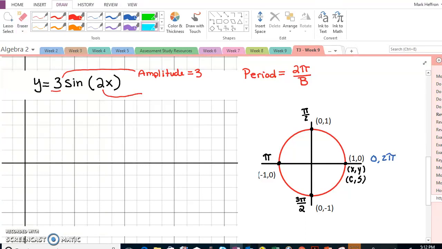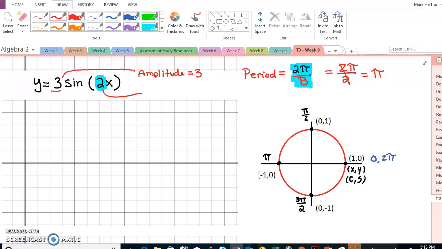And we've also identified that the period will be 2 pi over b, where b is equal to 2. So what that means is my period is 2 pi divided by 2, or pi. So I need to be all done in pi, not 2 pi.